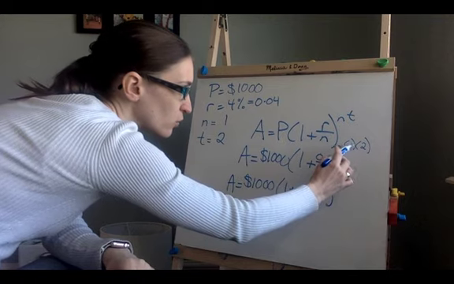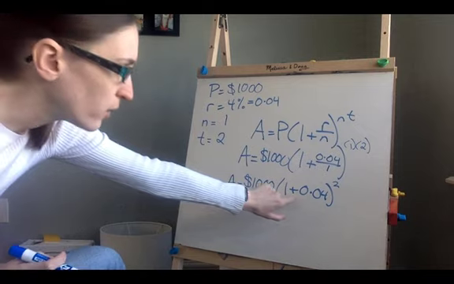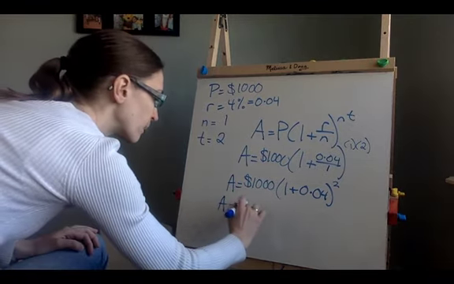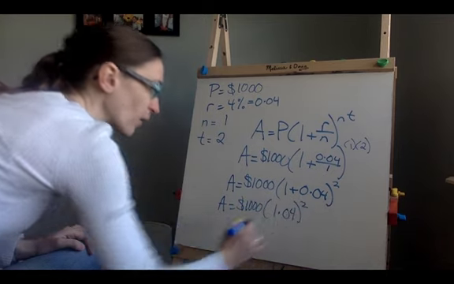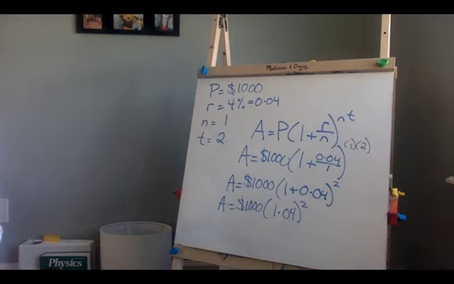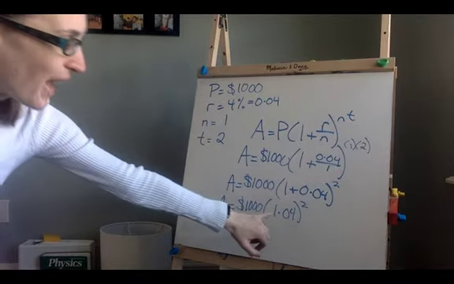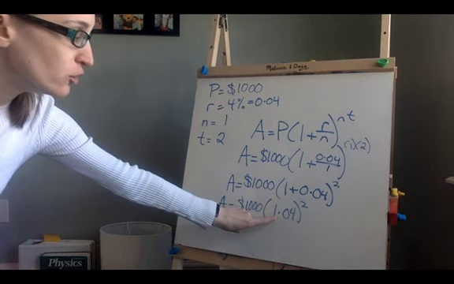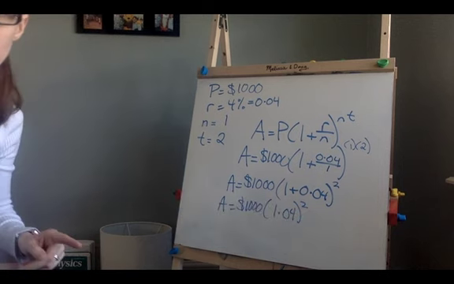And then up here, this 1 times 2 is going to be 2. The 1 plus 0.04 is 1.04. So you have 1,000 times 1.04 to the power of 2. Again, don't forget your order of operations. We dealt with what was inside the brackets. We simplified that exponent. Now we have to do exponents before multiplication. So you have to do 1.04 squared, or 1.04 to the power of 2 first.